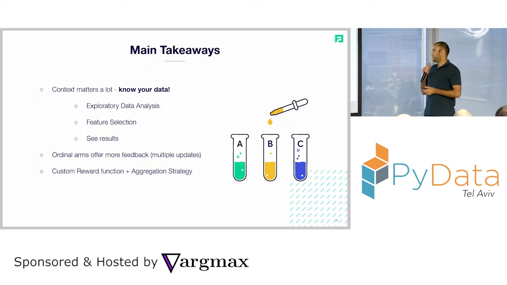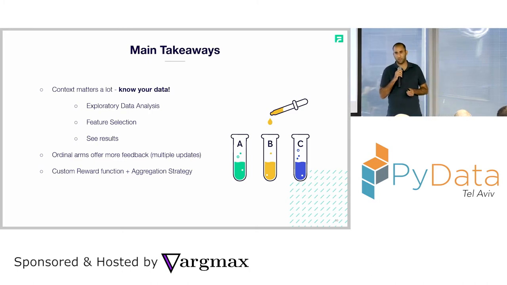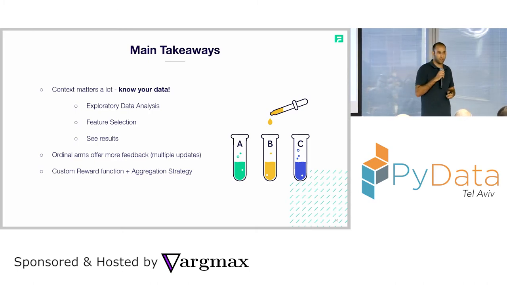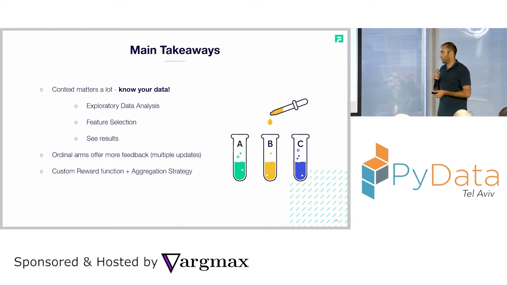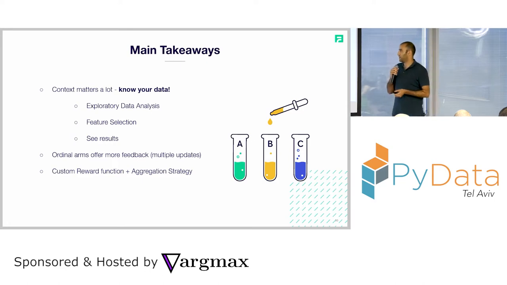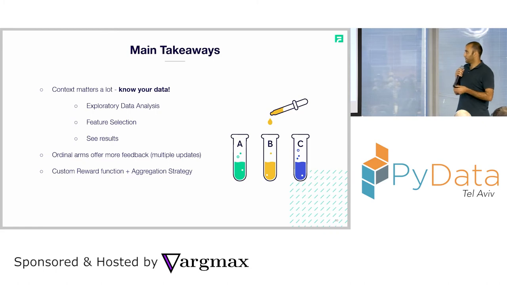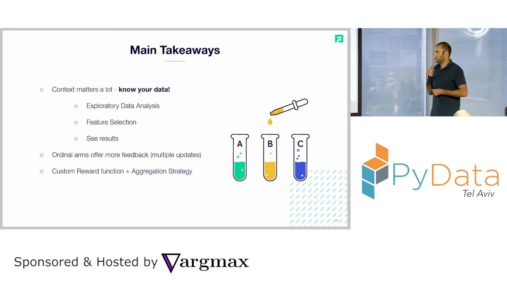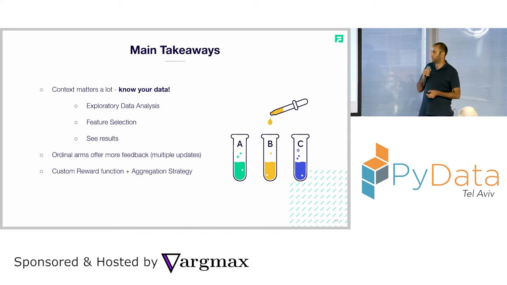Cool. Main takeaways. This is something that can be heard as some kind of a cliche, but basically context matters a lot, and you gotta know your data. This is something that you can achieve by doing a lot of analysis, like exploratory data analysis, in terms of what context matters, what's the best X, let's call it, what are the most relevant parameters for you. This also can be achieved, of course, by feature selection, for which there are several methods that you can use, and you'll see a slide in a bit.